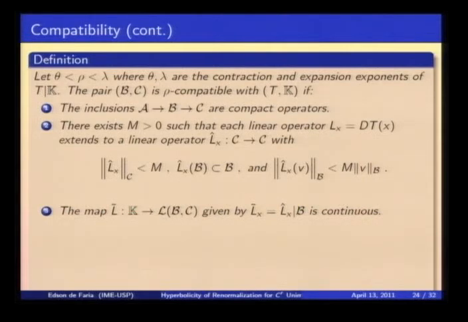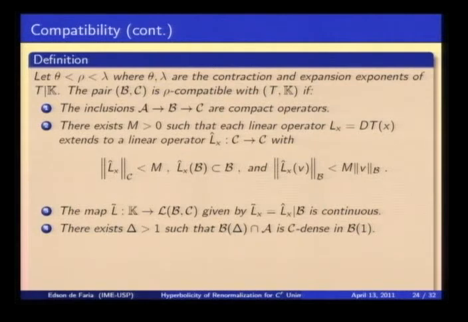All right. So you also want these linear operators, L tilde. L tilde is the restriction of L hat to B, right? You want these to vary continuously with X. And then there's a technical condition that has to do with approximations that would take me a long time to explain.